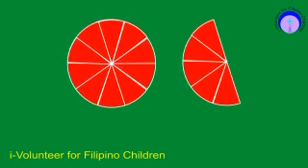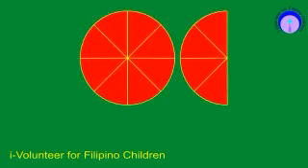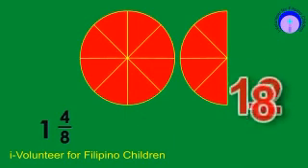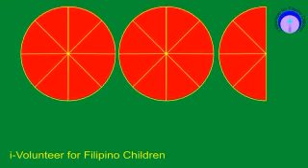Can you convert this mixed number into its improper fraction? The improper fraction is 15/10. The improper fraction is 12/8. Can you tell me about its mixed number? Can you convert this mixed number into its improper fraction?